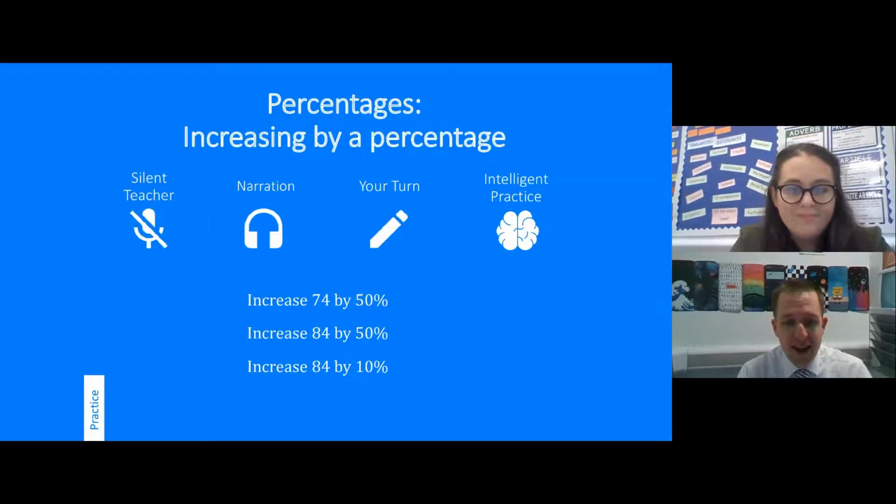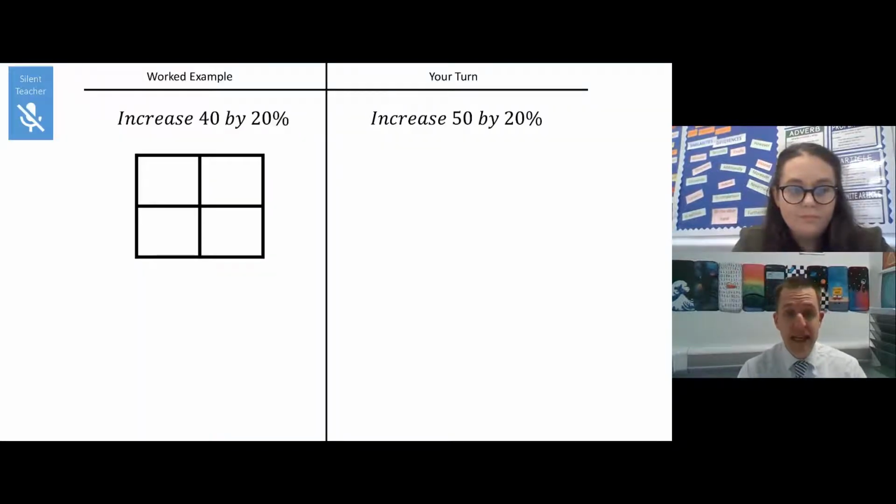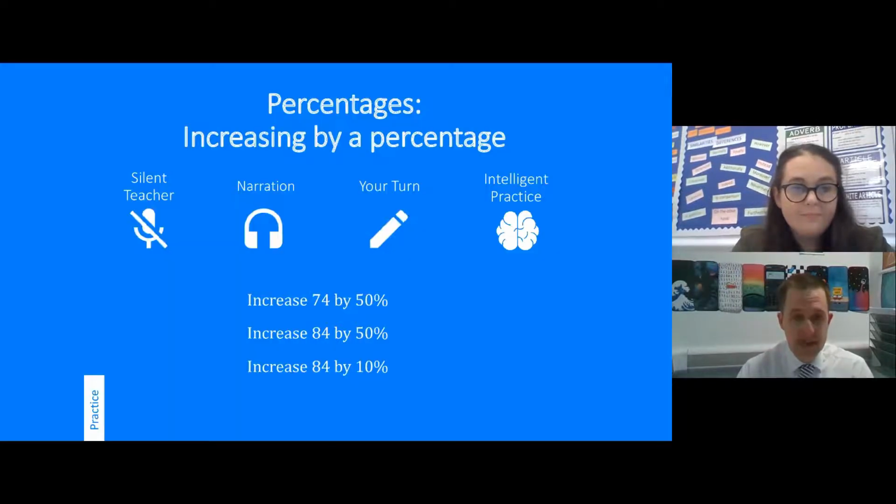So one quick example lesson that I'd like to share with you is this idea of increasing by a percentage. Again, a topic that we'd cover in year 7. And this particular lesson structure that I'm about to show you, again, we apply across all sorts of different topics. So you might have noticed there the 4 areas we've got are silent teacher, then narration, then your turn, and intelligent practice. And I'll explain what those 4 are as we go through.